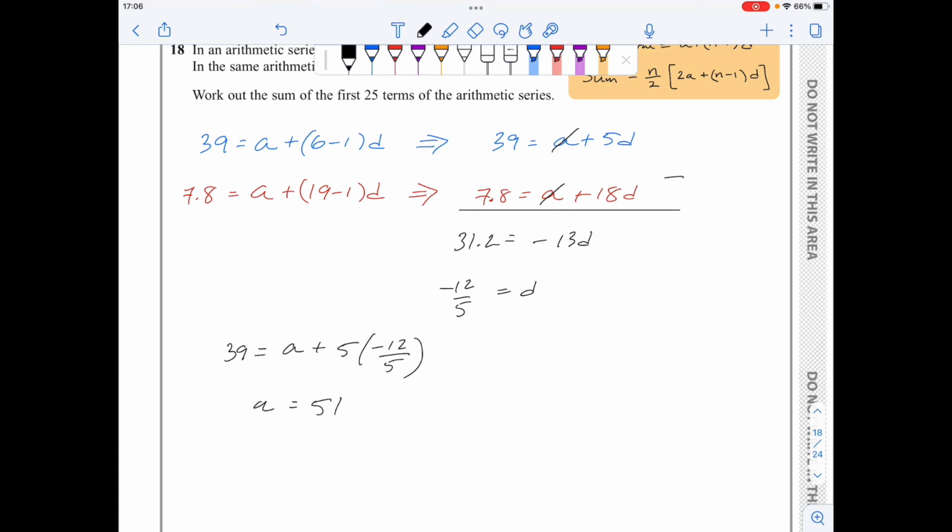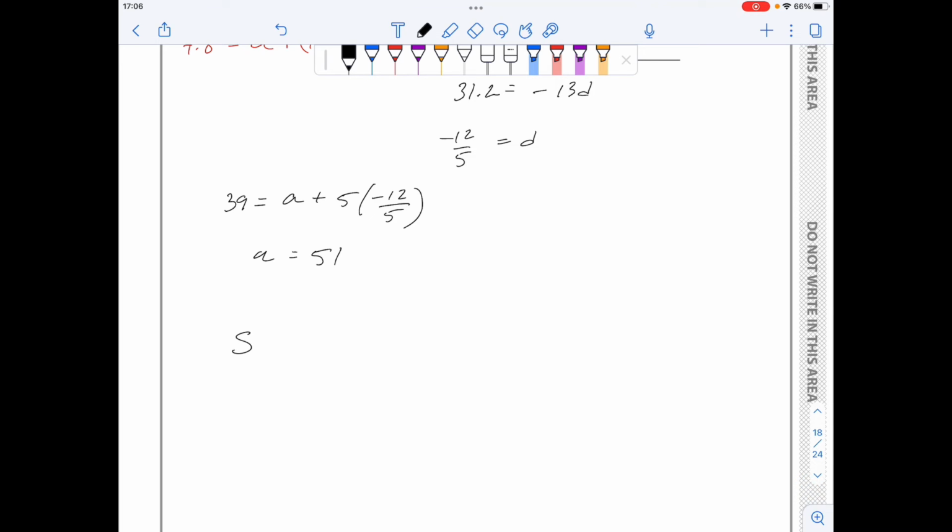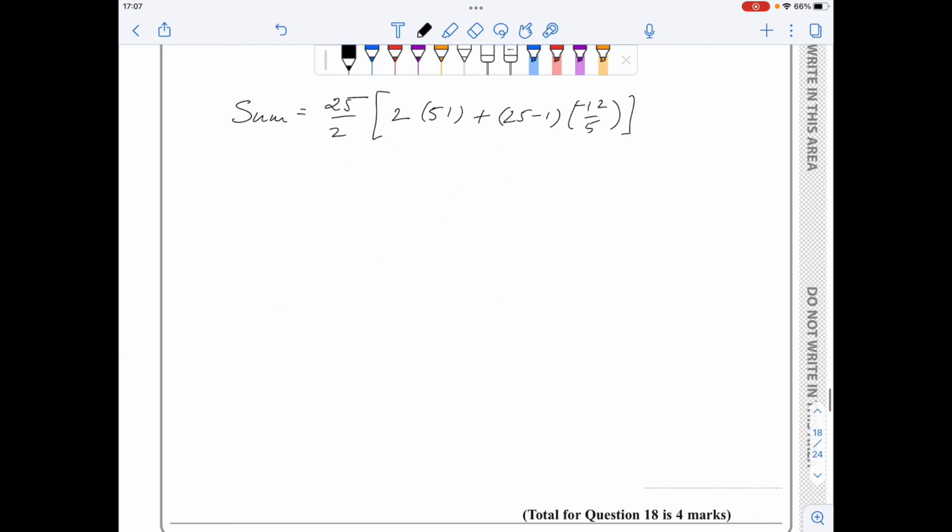So now I can use the sum formula. S, or sum, is equal to 25, because I want the sum of the first 25 terms, over 2, and then I've got 2 times 51 plus 25 minus 1 times my difference. And if I put this on the calculator, I will get 555.